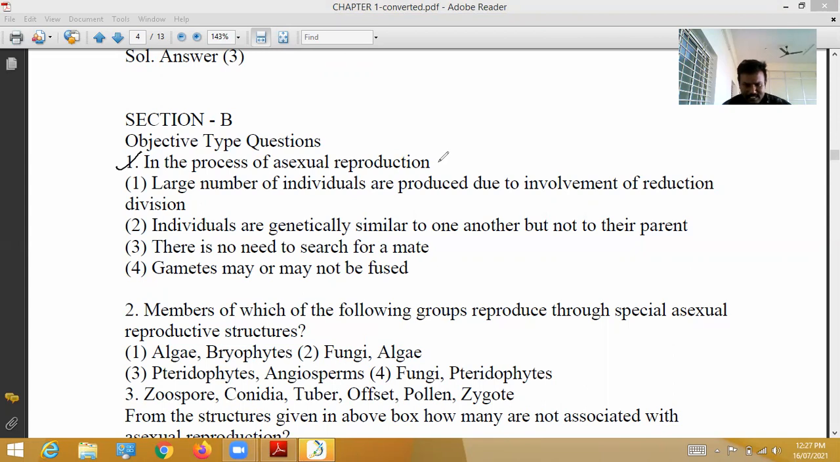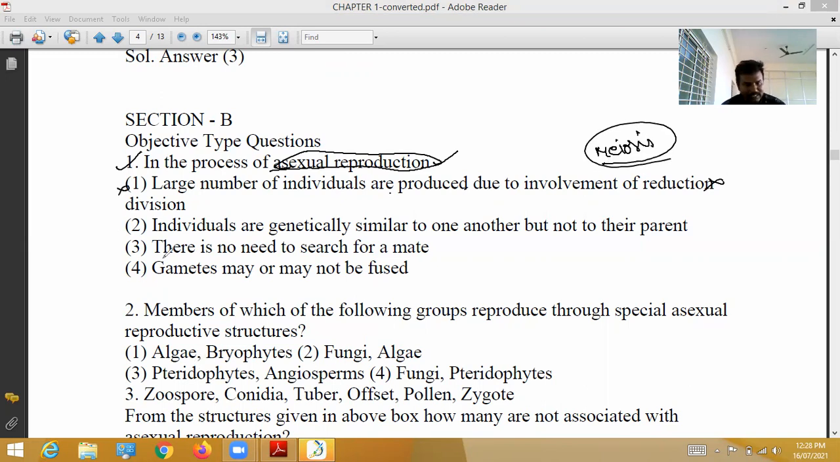In the process of asexual reproduction, what happens? Option 1: a large number of individuals are produced due to involvement of reduction division. So it is the wrong option. In asexual reproduction, there is no reduction division. Meiosis divisions are not possible. So option 1 is wrong.